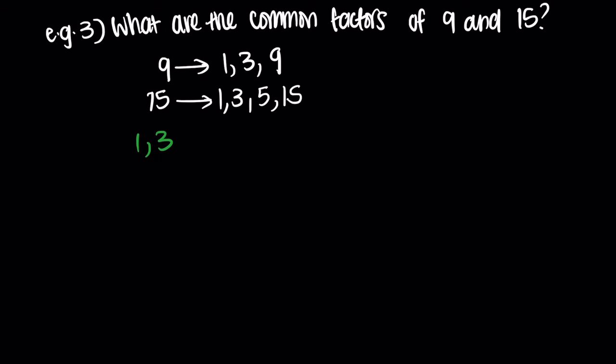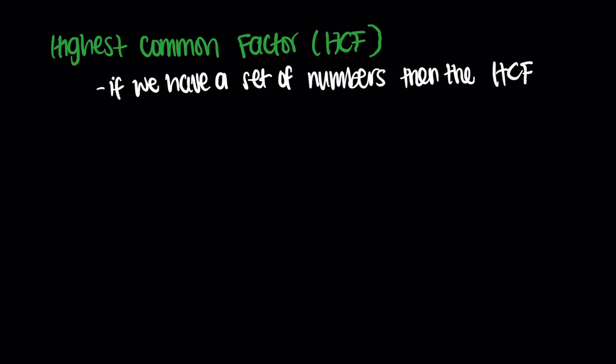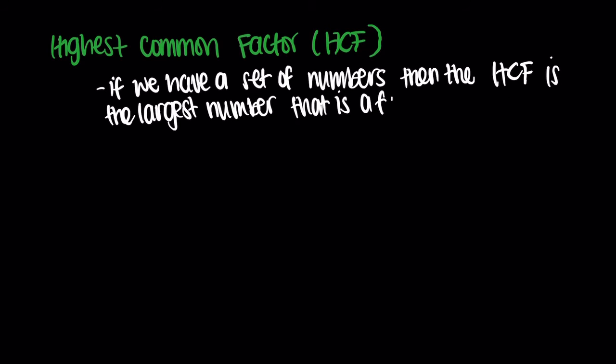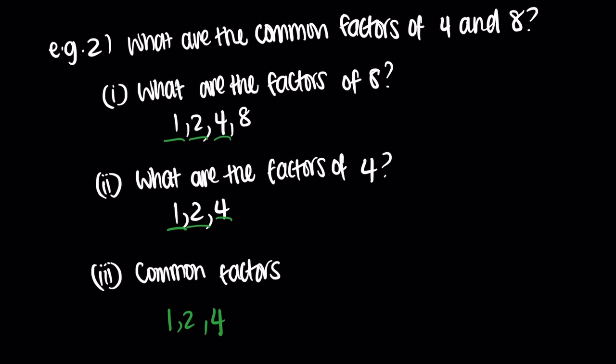This segues into a very important topic in mathematics, highest common factors, or HCF. And like the name suggests, if you have a set of numbers, then the highest common factor is the largest number that is a factor of all of the numbers. So if you go back to the examples that we were doing above, this would mean that the highest common factor of 4 and 8 is 4, since it is the largest of all the common factors.